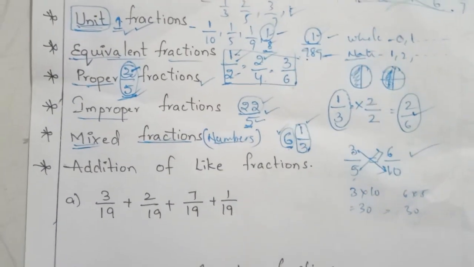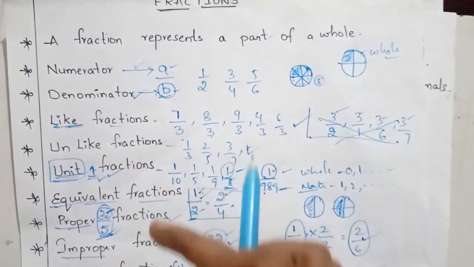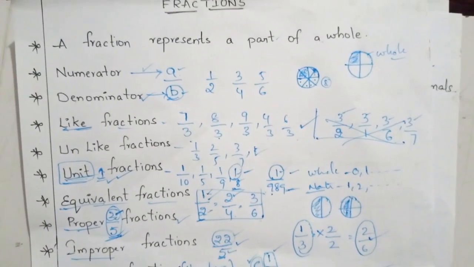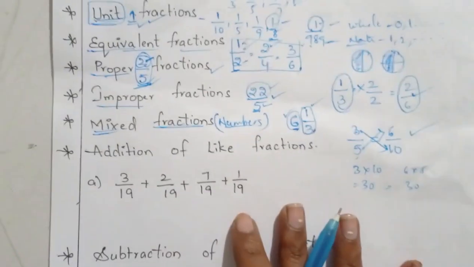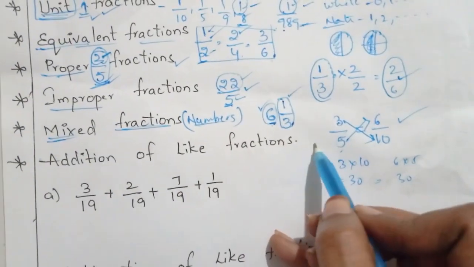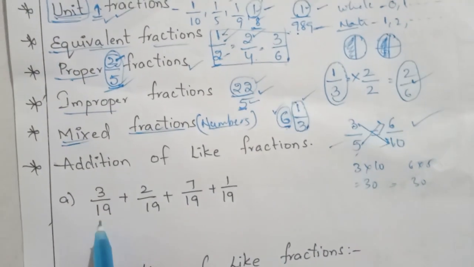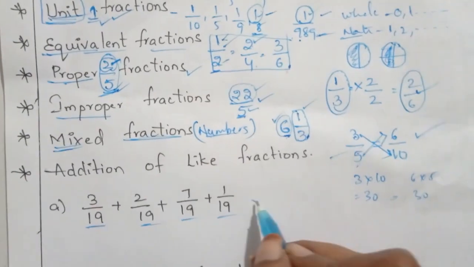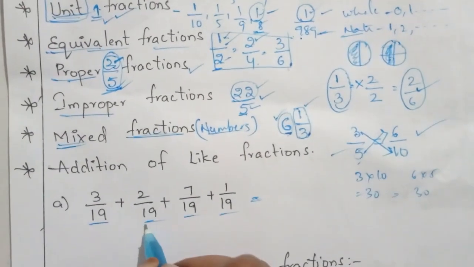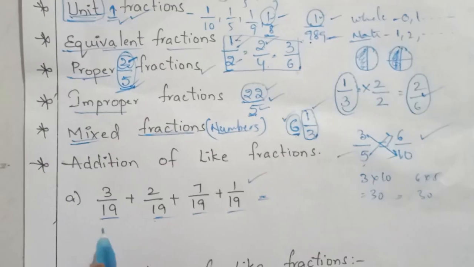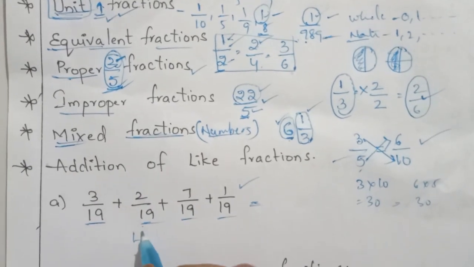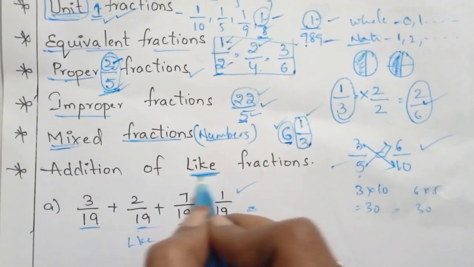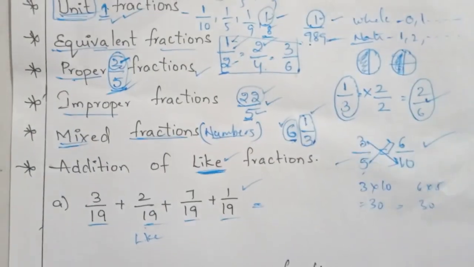Next, let's see some of the homework problems. Till here, these are the key points of the fractions where you will get the bits in your exams. Fine. Addition of like fractions. It is very simple. Always remember, the denominator will not change. Here, what is the denominator? 19, right? If you observe this, you can say these fractions are like fractions. That's why here I mentioned like fractions.